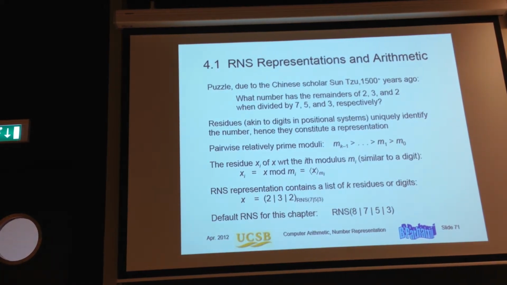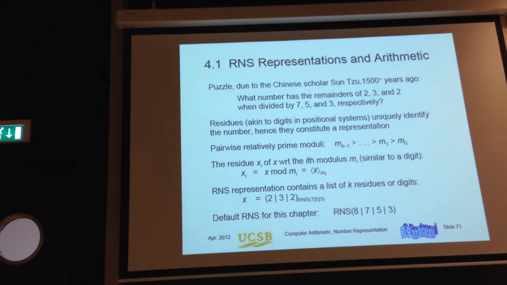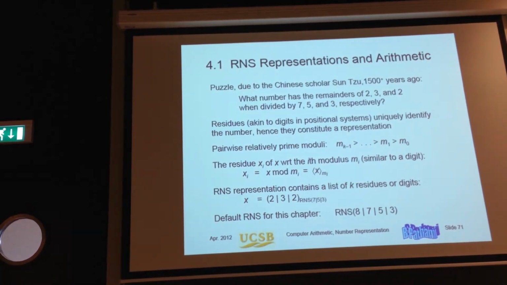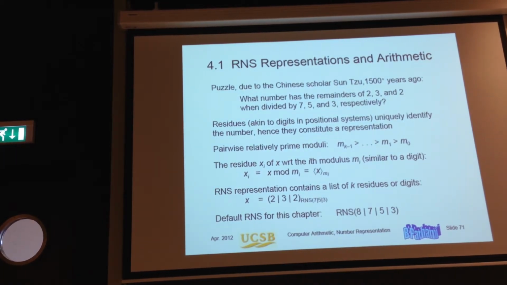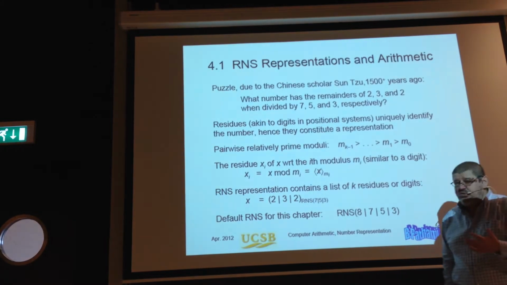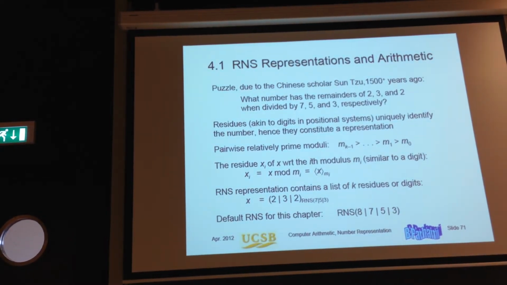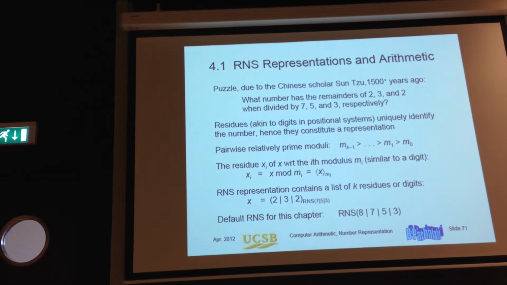Then, in general, if I choose some moduli which are in an increasing series, and if they are pairwise prime, then I represent my number not normally, but as a string of those remainders which I obtain by dividing x by m_i. I have a representation of the number. It looks complicated, but there are a lot of advantages in this.